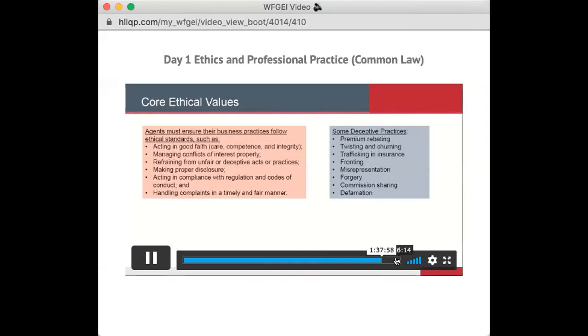In other words, you really need to make sure that the client is aware that there could be a potential conflict of interest, because you don't want this thing to bite you later on when something goes wrong. Refrain from unfair or deceptive practices. We'll look at those a bit more because there's quite a few of them.